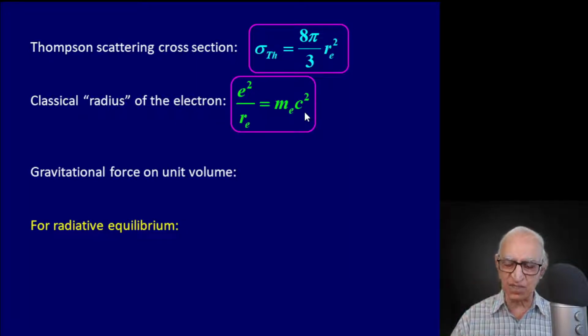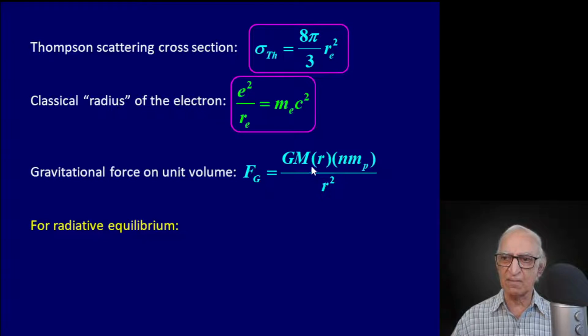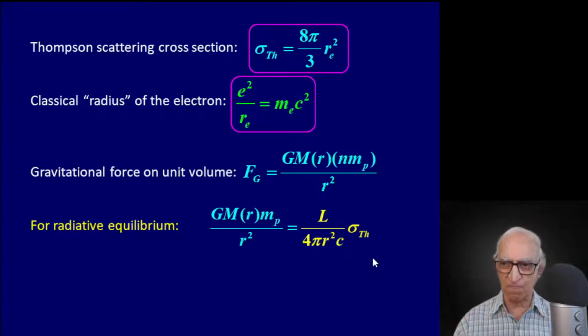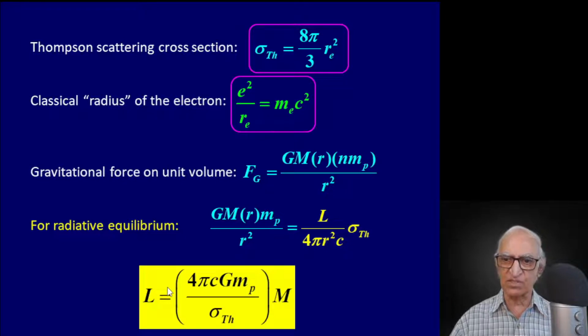And what is the gravitational force acting on that unit volume? That is G times the mass interior to r multiplied by the mass of the unit volume, which is the number of protons per unit volume multiplied by the mass of the protons. Here I have neglected the electrons. So as far as gravity is concerned, it is the protons that matter. As far as the radiative force is concerned, it is the electrons that matter. Therefore, the gravitational force acting on the unit volume is G M n mp divided by r squared. For radiative equilibrium, the gravitational force acting on the unit volume must be precisely equal to the radiative force acting on the unit volume. And that gives us the luminosity, which is known as the Eddington luminosity.